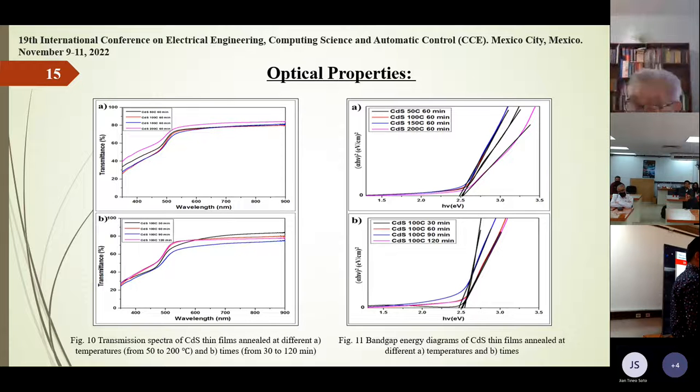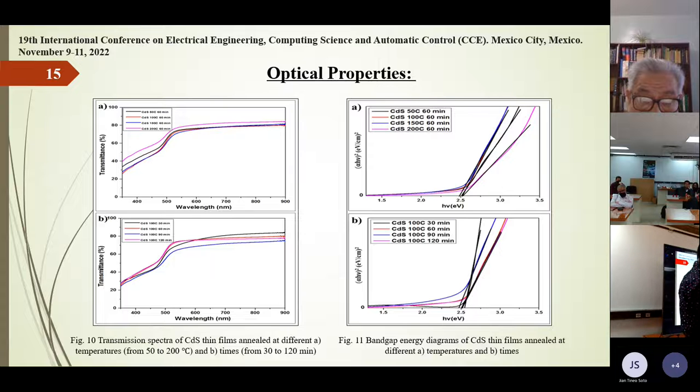Because this is the spectral characteristic of imperfect materials, no? Not good quality materials. Then maybe this is the problem. It might be the problem, maybe the deposition conditions. Yes, thank you, Ashok.